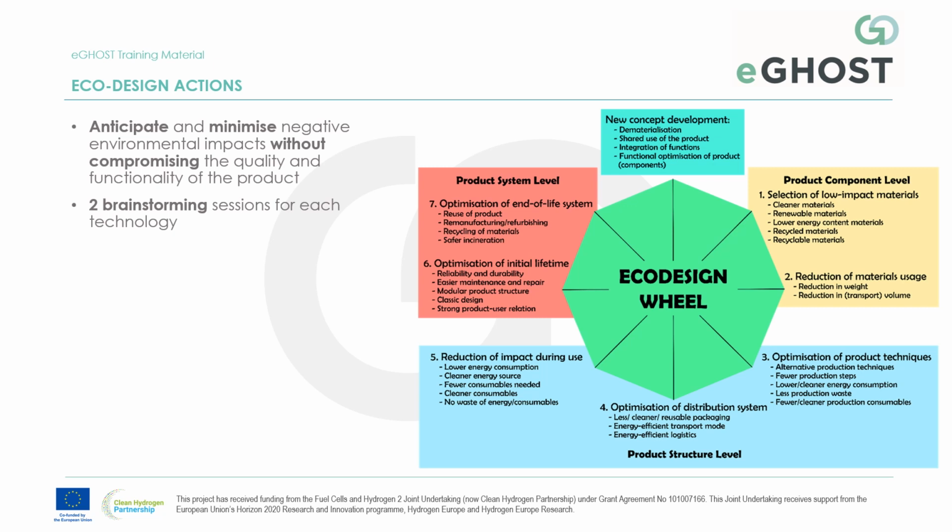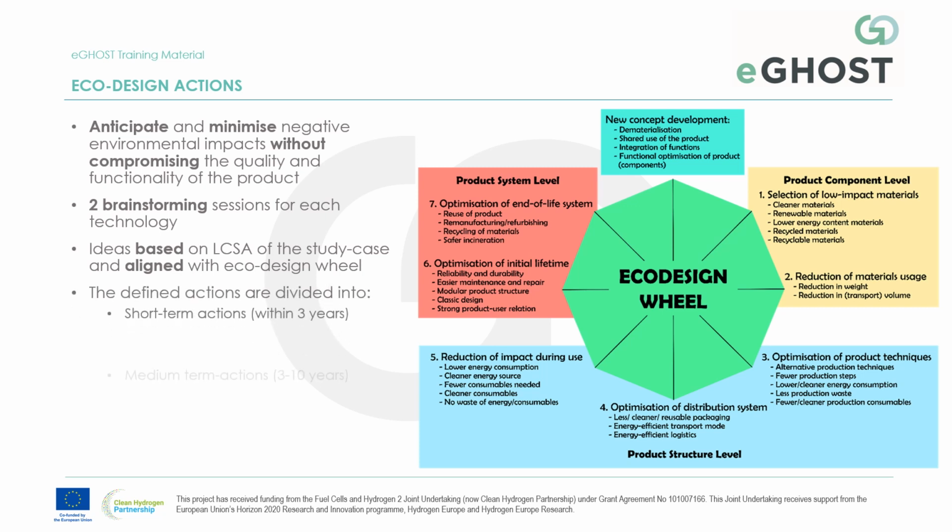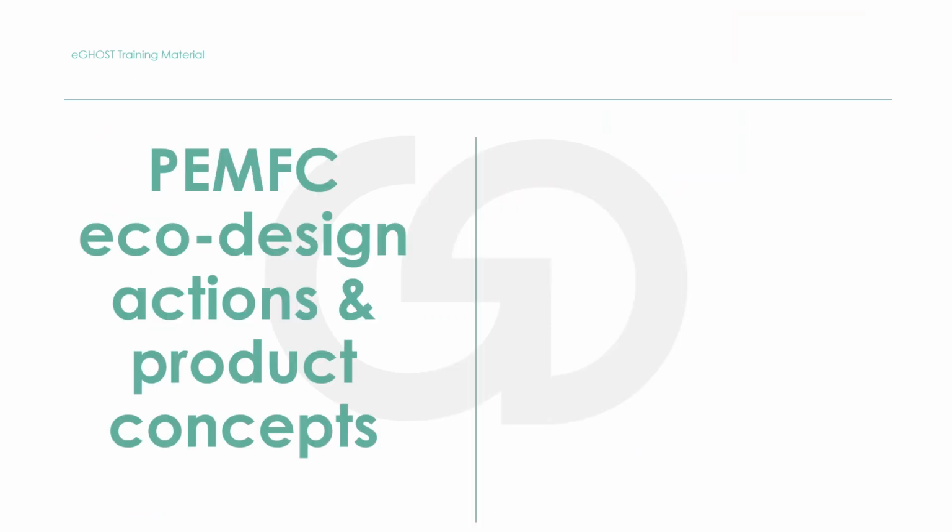To define that, we have 2 brainstorming sessions for each technology, and we defined different ideas, which were different actions, which were based on the life cycle sustainability assessment results, and also were aligned with the eco-design wheel. The defined actions were divided into short-term actions, medium-term actions, and long-term actions. We defined more than 150 actions, and we will check them out now.